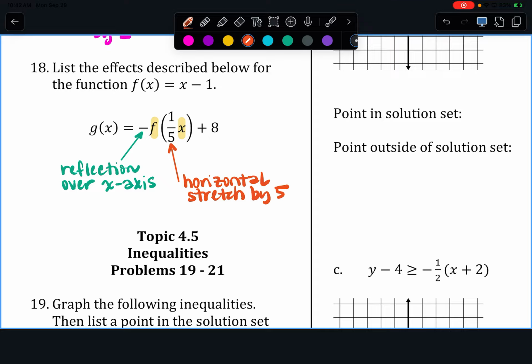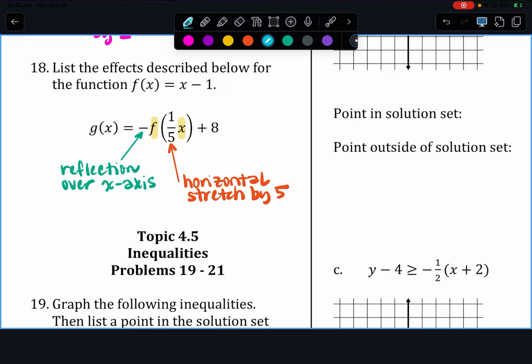And we talked about this in class, right? Remember the demonstration of our walk to school? This means my function is going 1/5 his normal speed. So if I'm going 1/5 my normal speed, it's going to take me 5 times longer to complete my function. And so 5 times longer is going to be a horizontal stretch.